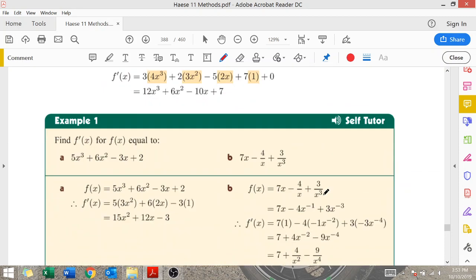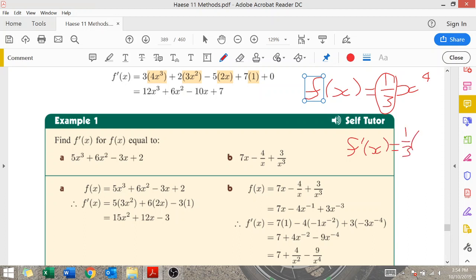It doesn't involve fractions where x is on the bottom. It's easy enough to get, say for example, 1/3 x to the power of 4. X isn't on the bottom. This fraction is just a constant, and all f dash x there is 1/3. Do the derivative 4x cubed times by the power, take the power, and so you're going to get 4/3 x cubed. That's simple enough because the x is up the top.